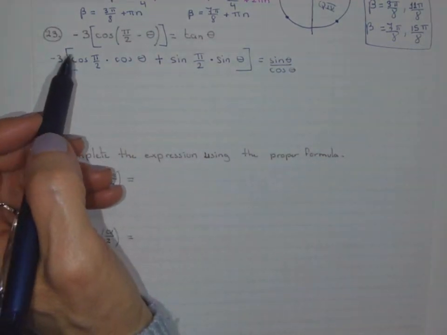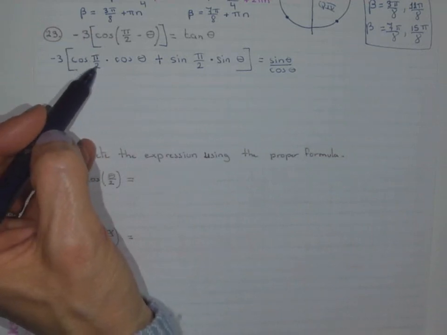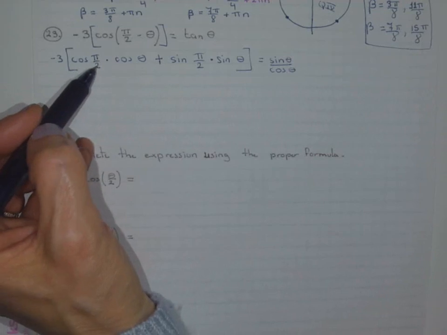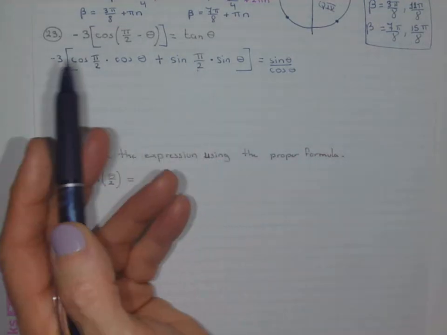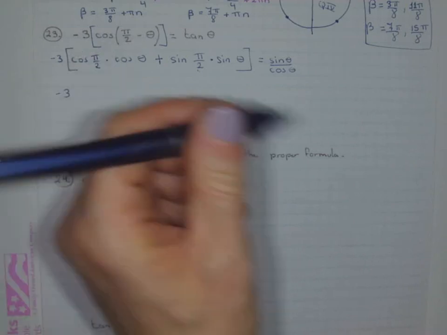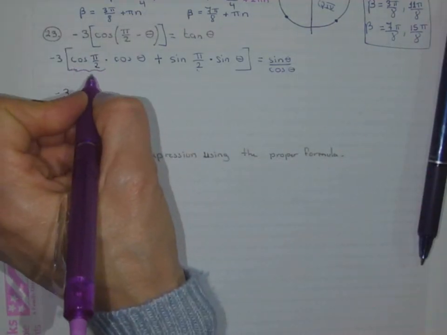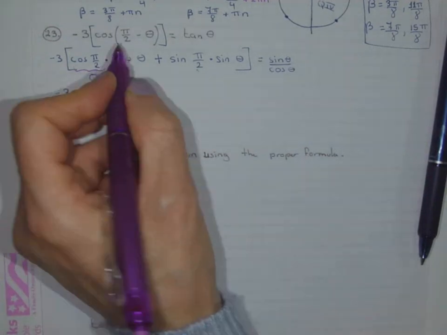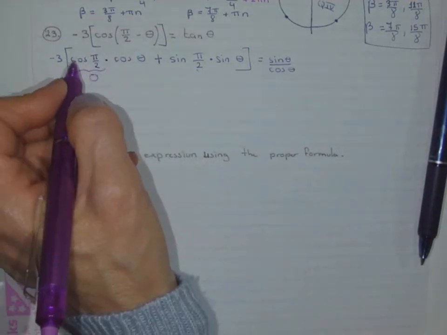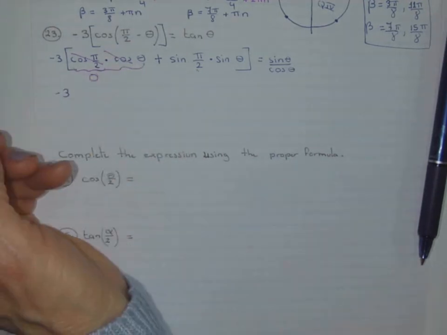Alright, so what do I know? Well, I have a few things I know. I do know cosine pi over 2, because that's a definite angle. I can find that on my unit circle. So we have negative 3. Notice how this cosine of pi over 2 is 0, and it's multiplied by cosine theta. So that whole thing goes to 0, right?